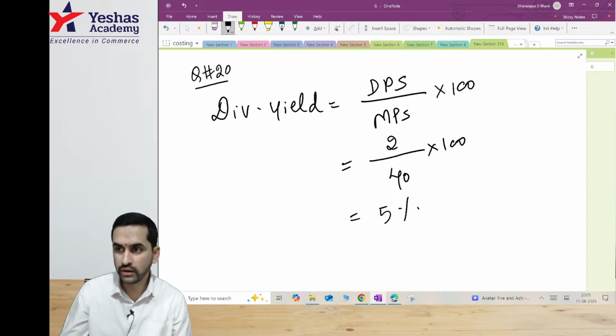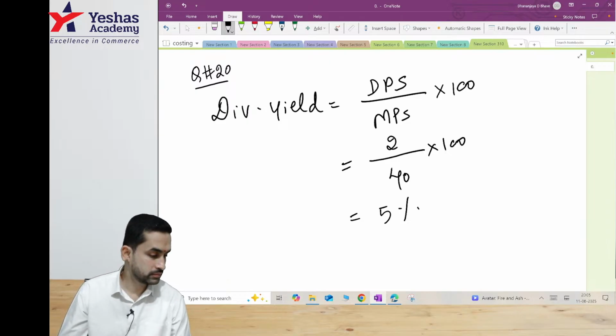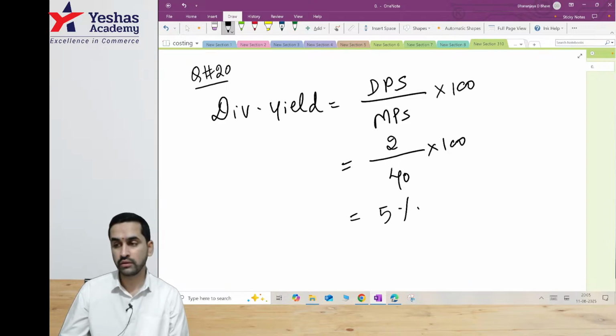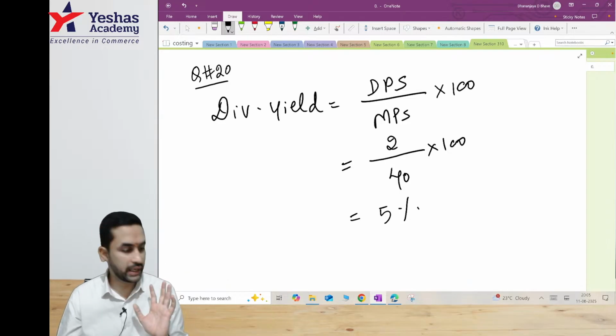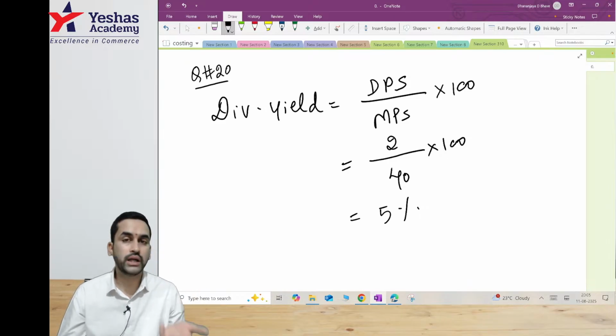2 rupee dividend. Don't make this mistake. Dividend is not on market price. Whatever percentage is given, that should be applied on the face value of the share. So next time when you see any news channel saying the company declared a dividend of 80%, don't check market price and multiply 80%. 80% is on face value. Face value may be 10 rupee. 10 rupee, 80% is what? 8 rupee dividend. That's it.